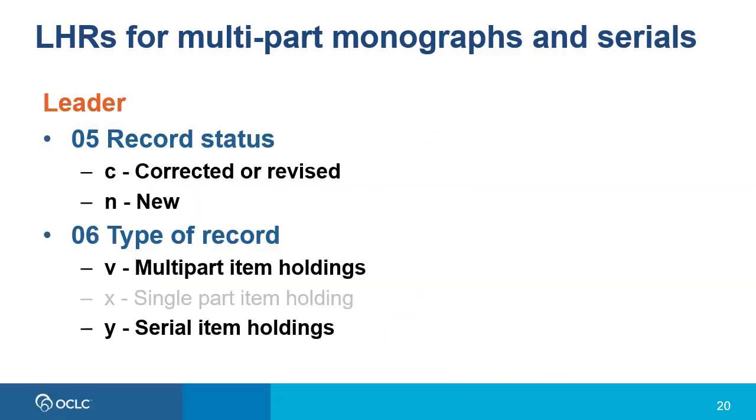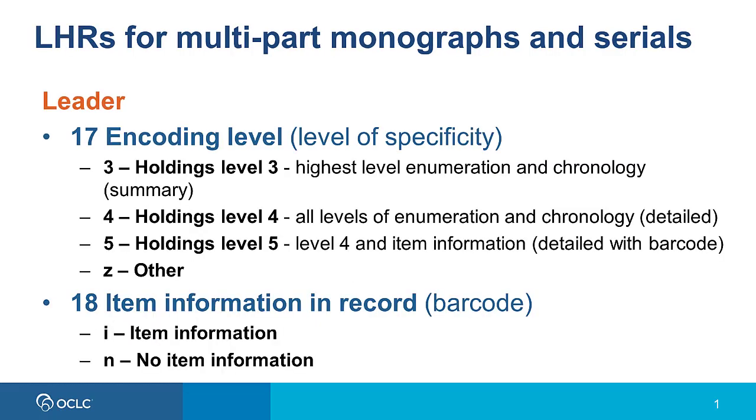Next, we'll look at local holdings record MARC fields that are used for multi-part monographs and serials. So the leader 05 record status would also be a C for corrected or an N for new, and that's system supplied. Leader 06 type of record would be a V for multi-part item holdings and a Y for serial item holdings. Leader 17 for encoding level would have 3, 4, and 5 for the codes for multi-part monographs and serials.